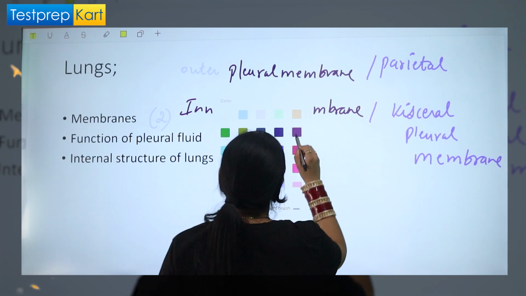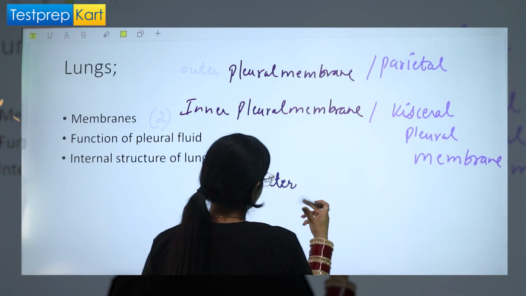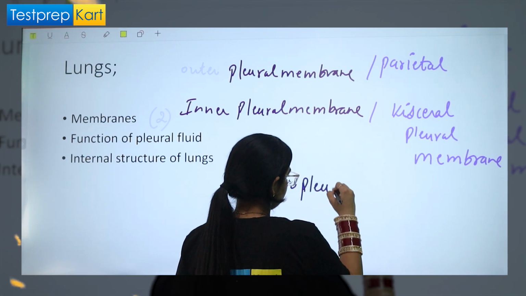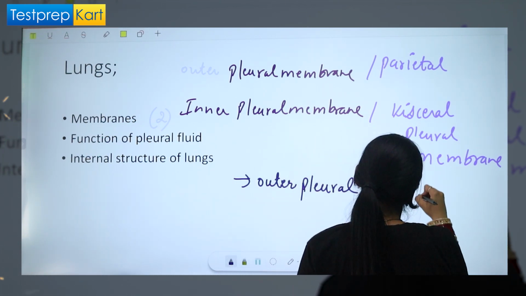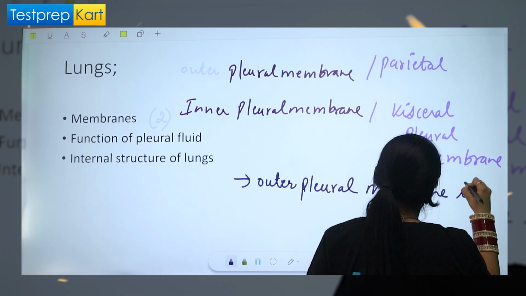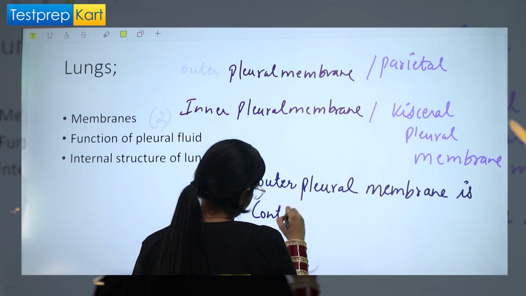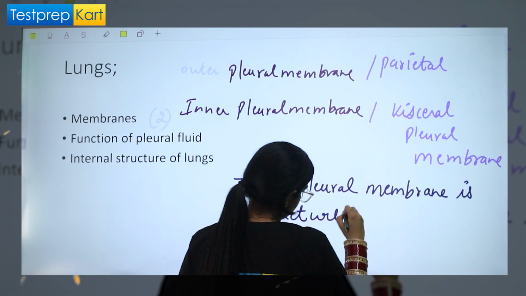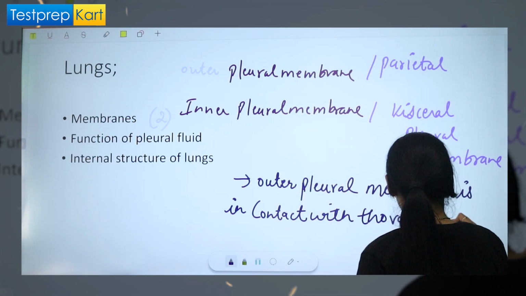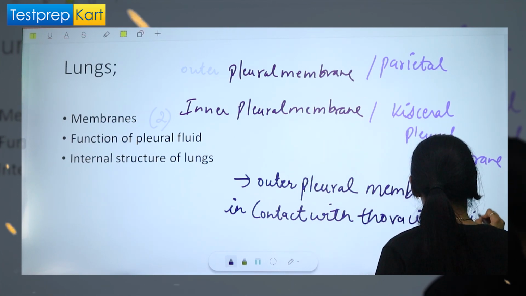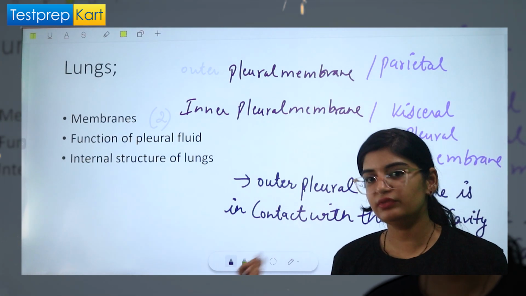So we can say that outer pleural membrane is in contact with thoracic cavity, right? So outer pleural membrane is in contact with the thoracic cavity.